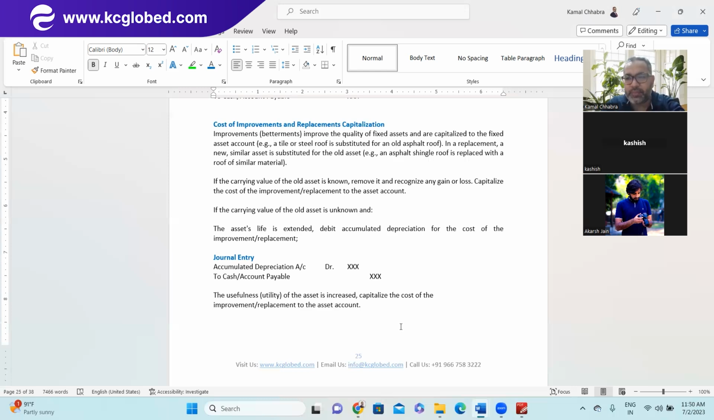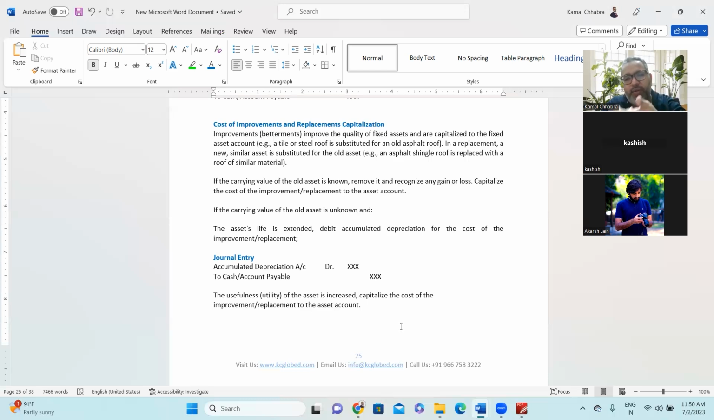Are you guys with me? Yes, sir. Right? Why is it a capital nature of expenditure? Because if you do not replace or overhaul the engine, then you won't be in a position to use the truck, right? So it is giving back the life to the asset, or adding to the life of the asset, and it is enhancing the capacity and capability of that respective asset.